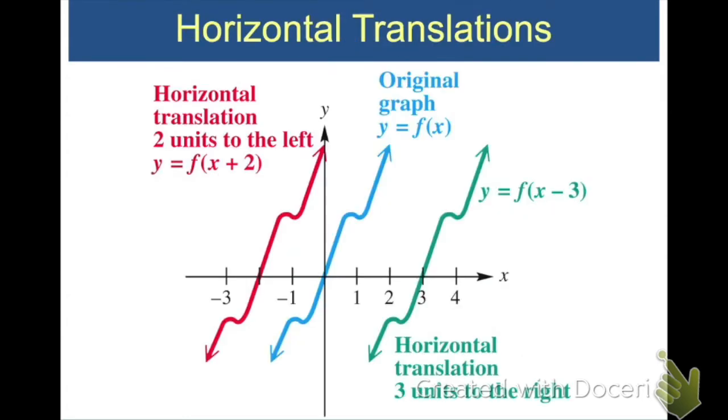Here's another visual. The blue graph is my original graph. So if I have f of x plus 2, the red graph, it's moving everything to the left 2. F of x minus 3, the green graph, is moving everything to the right 3.